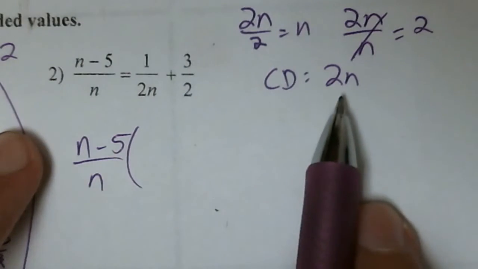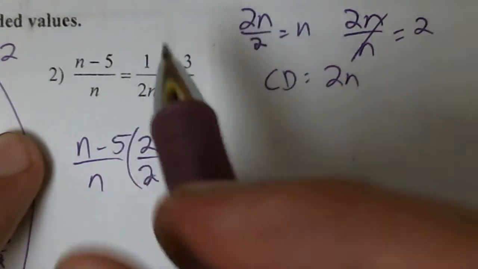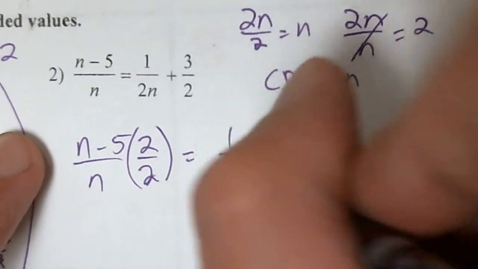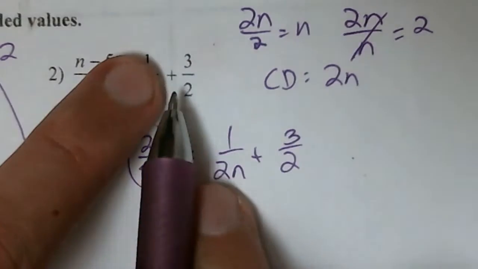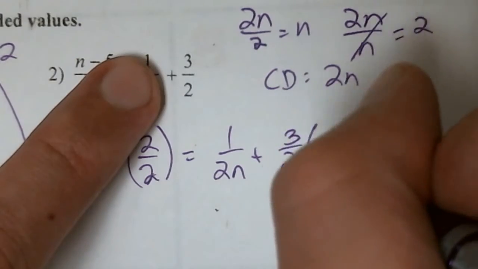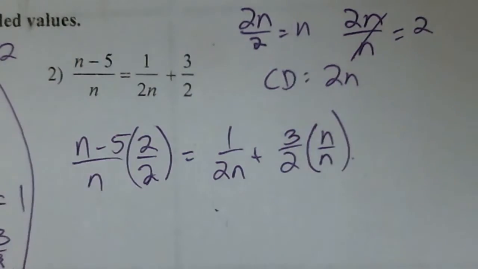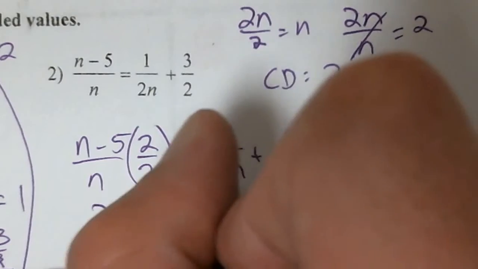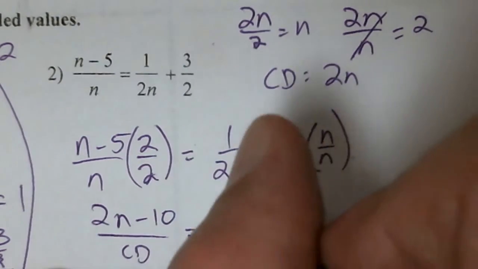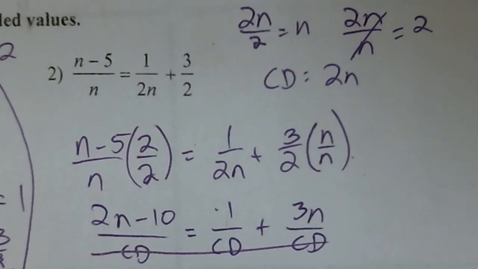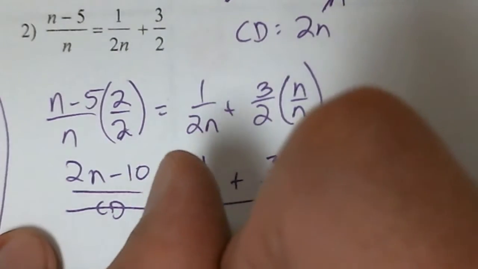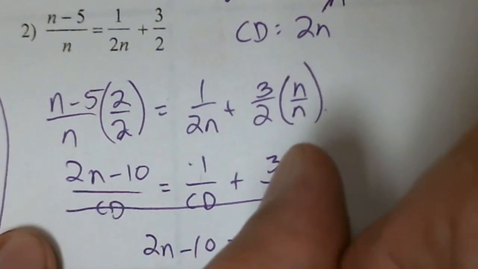So n minus 5 over n, what does that guy need to get to 2n? It needs a 2 over 2. All right, that equals 1 over 2n. That doesn't need anything. That is our common denominator. Plus 3 over 2. What does that need to get to 2n? It needs an n over n. Okay, so I have 2n minus 10 over common denominator equals 1 over common denominator plus 3n over common denominator. Those go away, and I have a simple equation, 2n minus 10 equals 1 plus 3n.